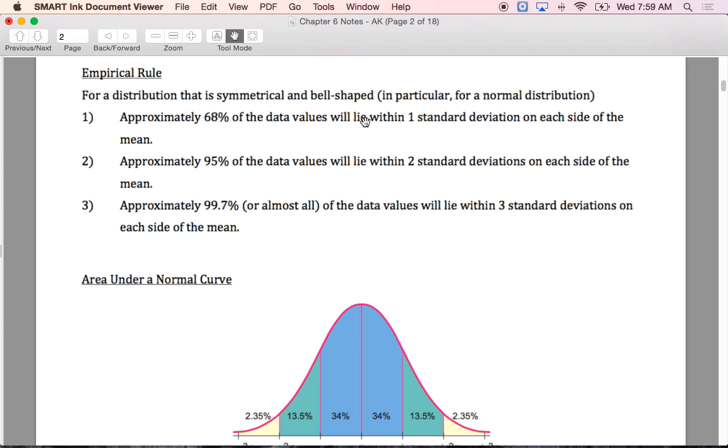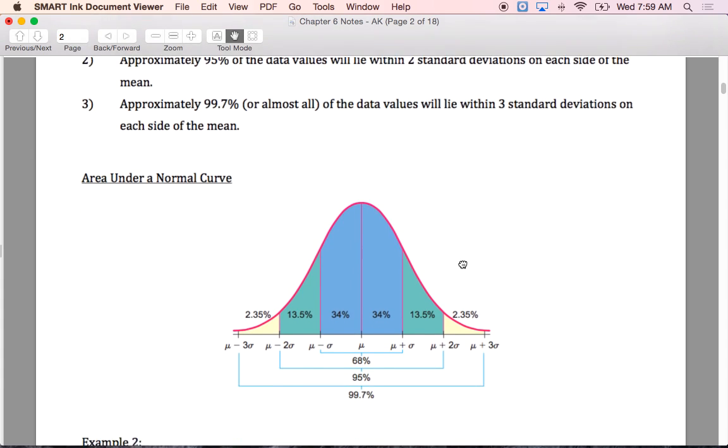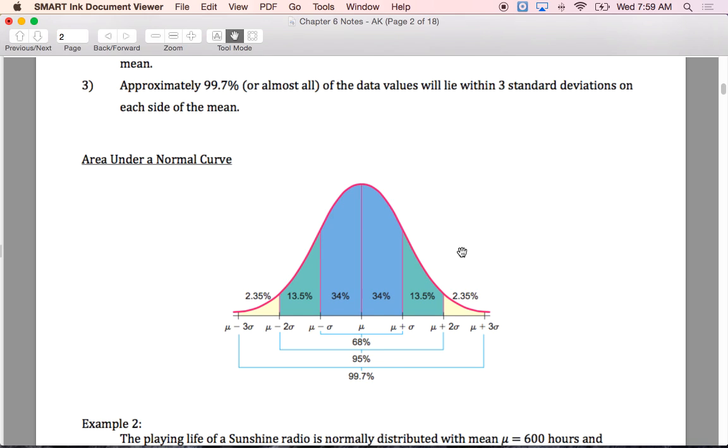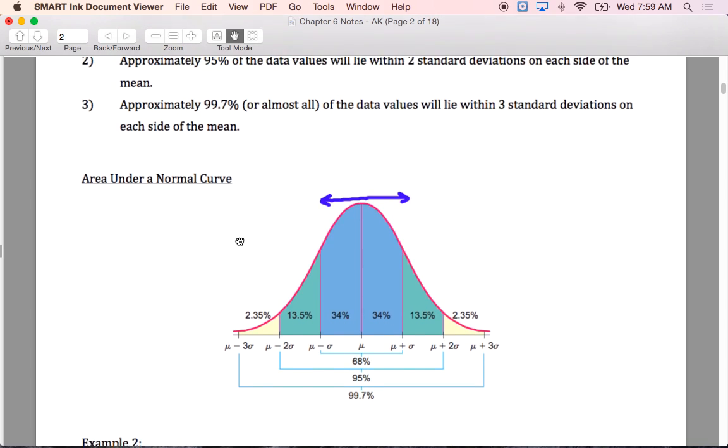Now we have what we call the empirical rule. If you look at the picture there, that explains the empirical rule with pictures. If you have this bell-shaped curve, approximately 68% of the data fall within 1 standard deviation on each side of the mean. If I look at my picture here, your mean is in the middle. If we are 1 standard deviation away, that's 1 this way, 1 this way. So you're looking at 34% to the left, 34% to the right. So the total between those two is 68%.